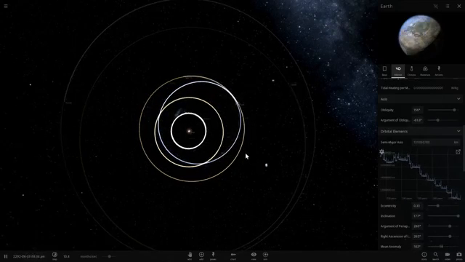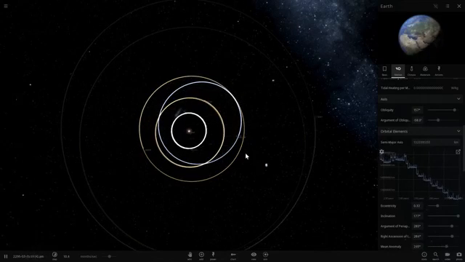Now, in our solar system, we actually have several asteroids that orbit against the flow as well.